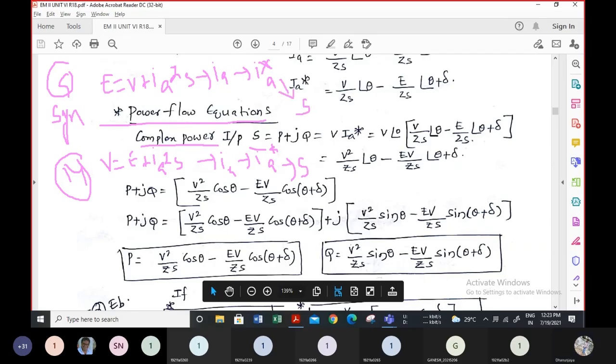in terms of S. Derive the expression in terms of S. So S equal to active power plus reactive power, which is also represented as V times IA conjugate. V at an angle of 0, V by Z at angle theta. Substitute the IA conjugate here and multiply. We have two V's here, V into V. We get V square by ZS at angle theta, and E into V, EV by ZS at angle theta plus delta. This total term is apparent power.